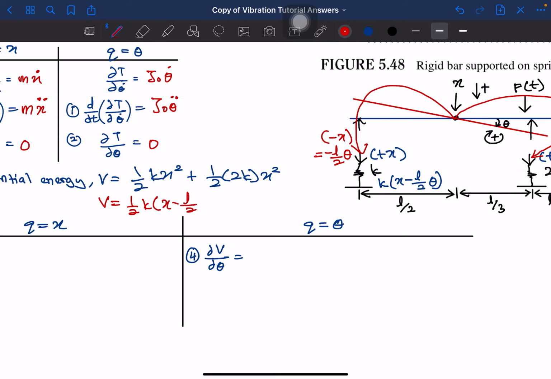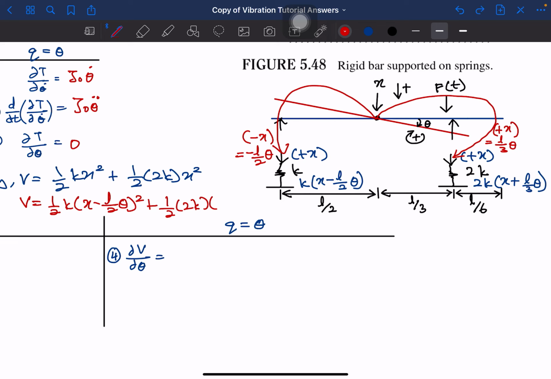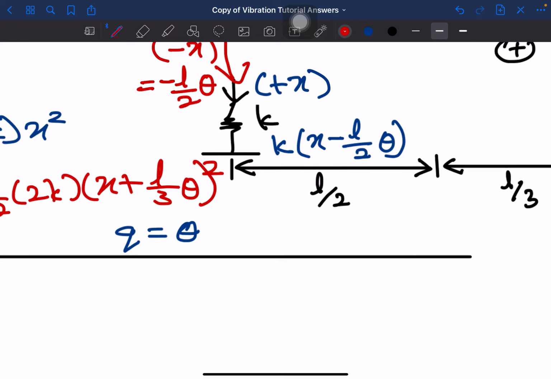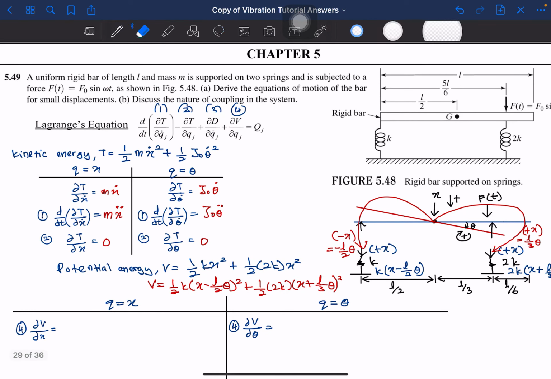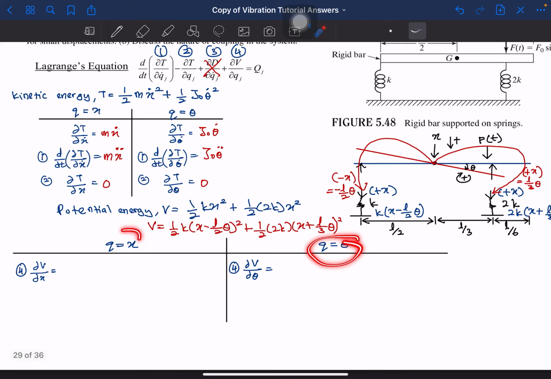x minus L over 2 theta squared plus half 2k. Your x now is for 2k. This relative displacement is x plus L over 3 theta squared. Okay. So once you get that, we're going to do the same thing based on what the Lagrange equation wants. It wants us to differentiate potential energy V with respect to q. So first we do the q for x and then the q for theta.